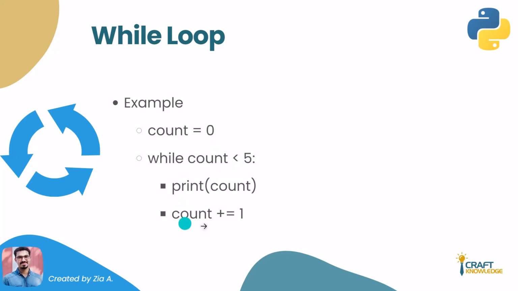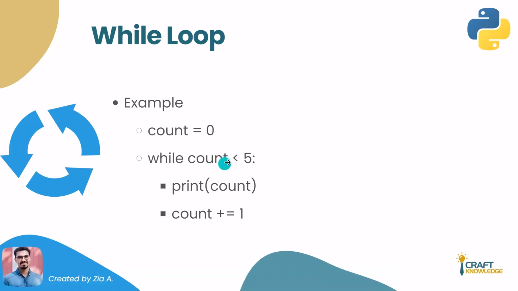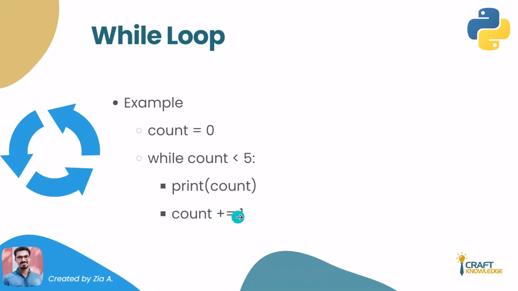So this block of code is going to be executed. So it will say print count. So it will print out count. What is the value of count right now? It is 0. So it will print out what? It will print out 0. And then at second line, we are saying that count plus equals to 1. What do we mean by that? So it is saying that count equals to count plus 1. So count is now incremented. Now the value of count is 1.